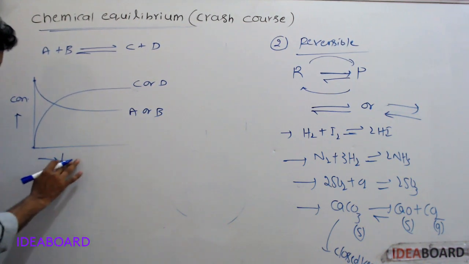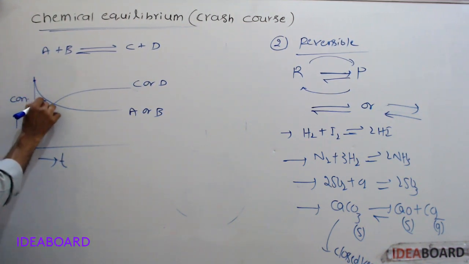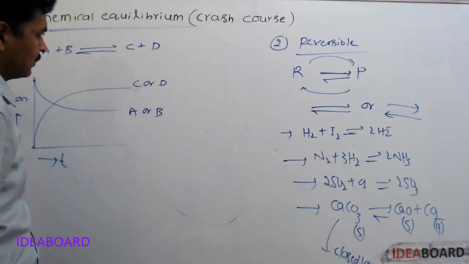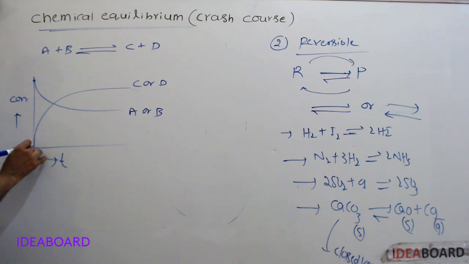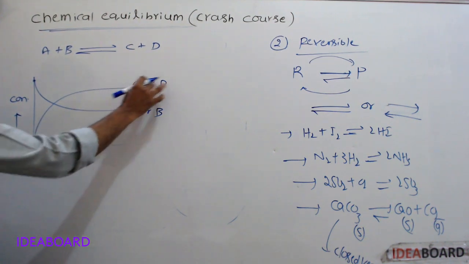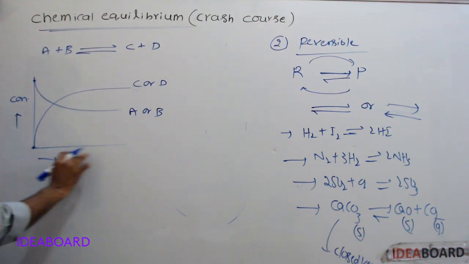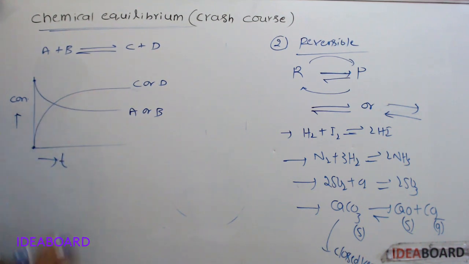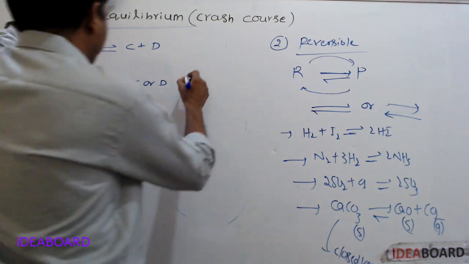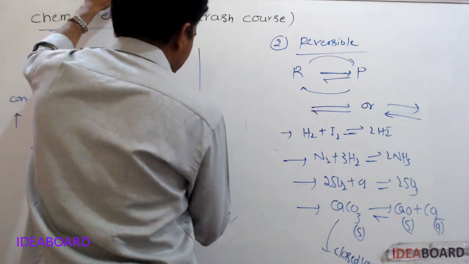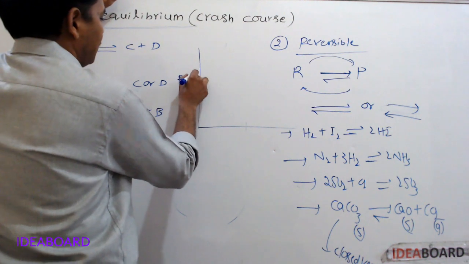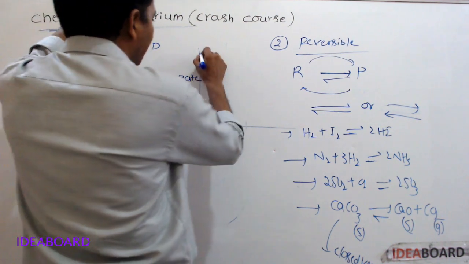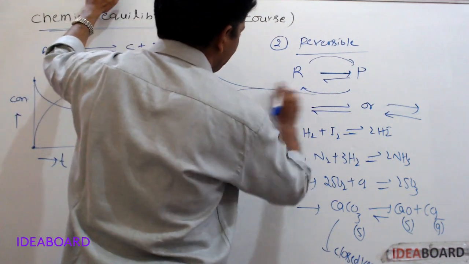As time proceeds, the concentration of reactants decreases. For products, initially there is no product, so the concentration of C or D is 0. As time proceeds, its concentration increases. So initially only the forward reaction is present. There is no backward reaction.